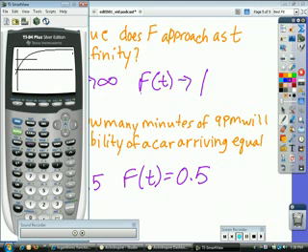Look at that. And you'll notice that this is where the intersection is going to occur. So we want to go to second trace. Second trace to calculate. We're going to calculate the intersection number 5.